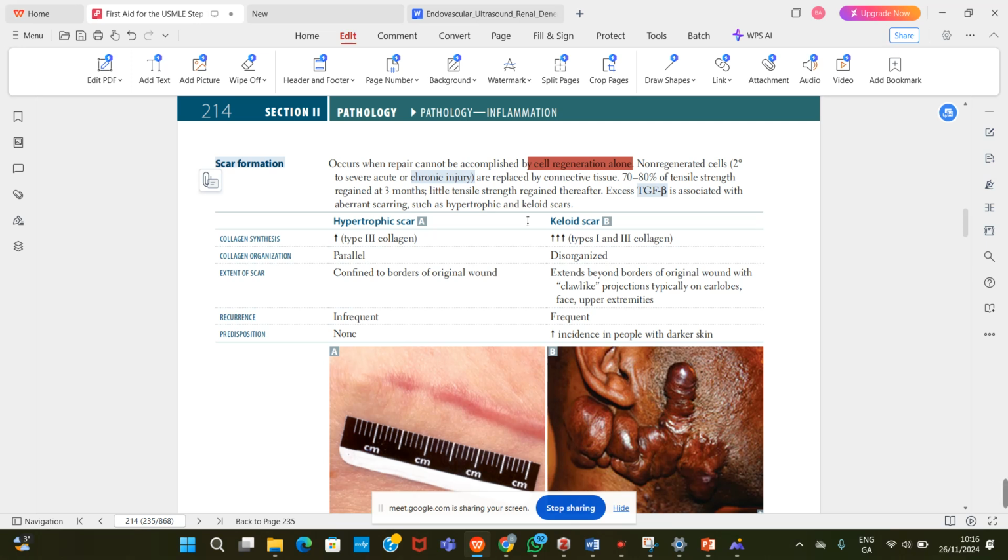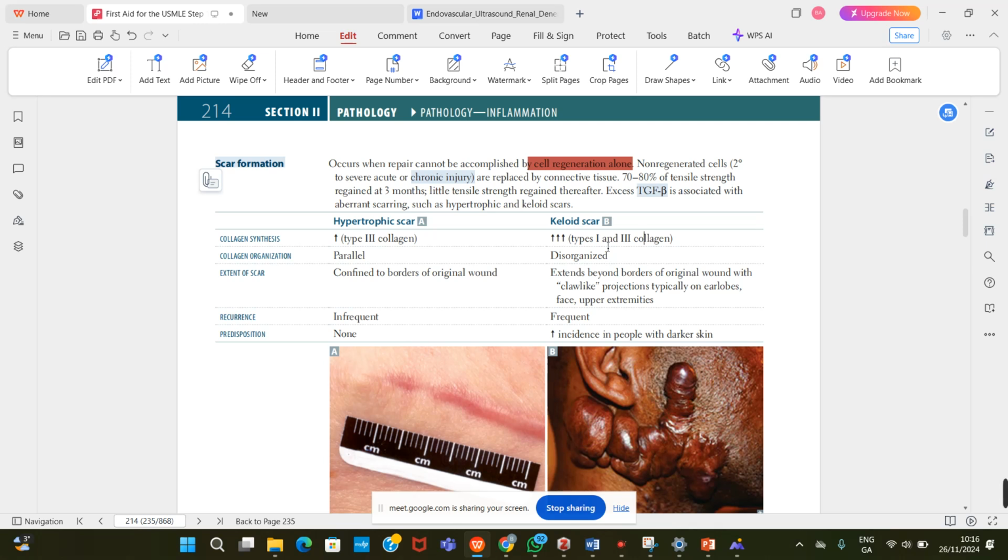So what type of collagen is being deposited there? Anybody remembers? Type 3 collagen, exactly, collagen type 3. Then during the remodeling phase, it gets degraded by what enzyme? Collagenase, which is a metalloproteinase. Exactly, and it gets converted to collagen type 1.